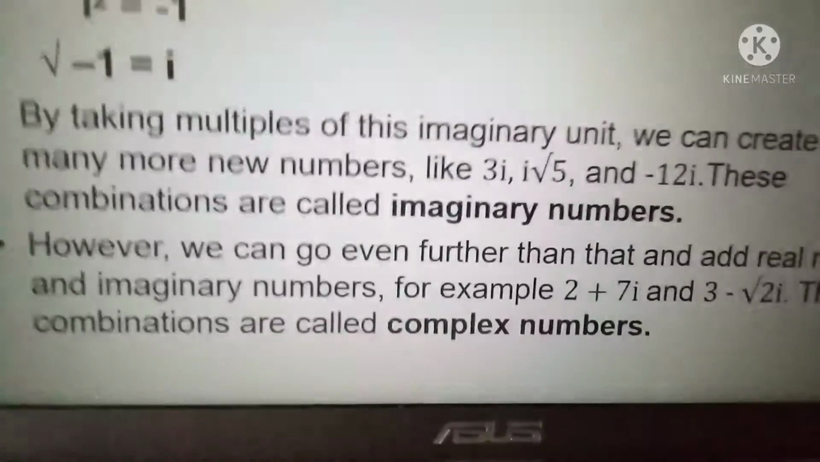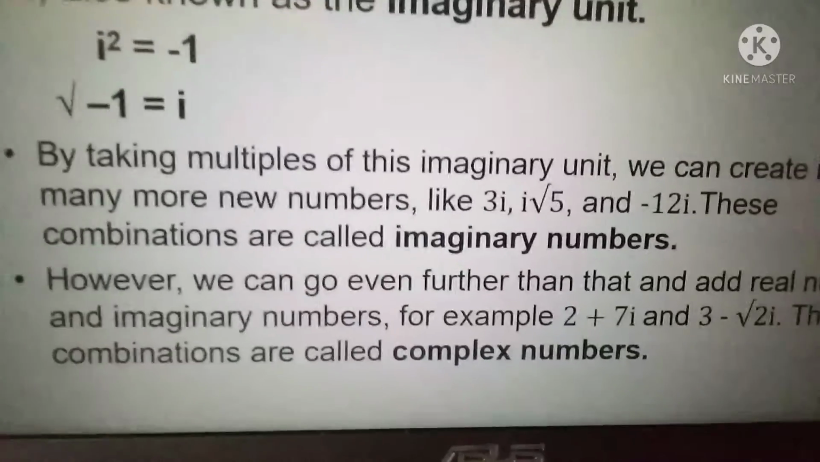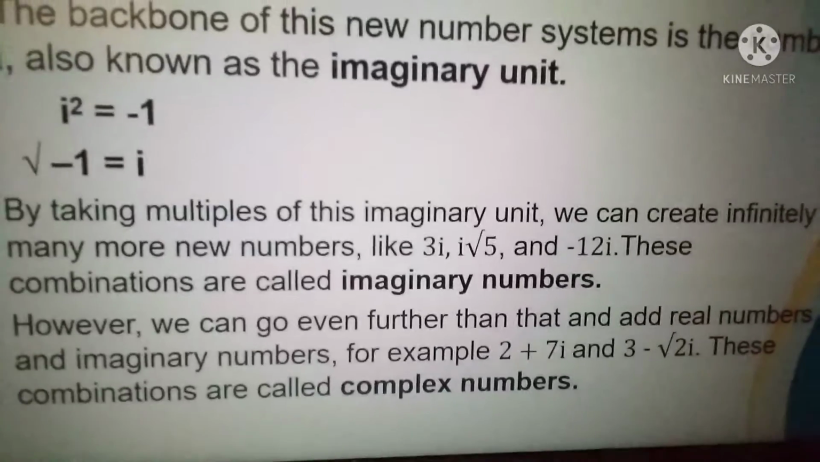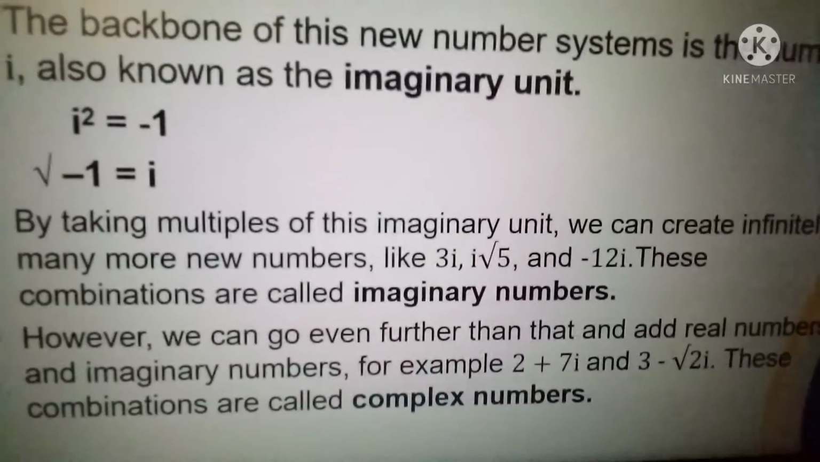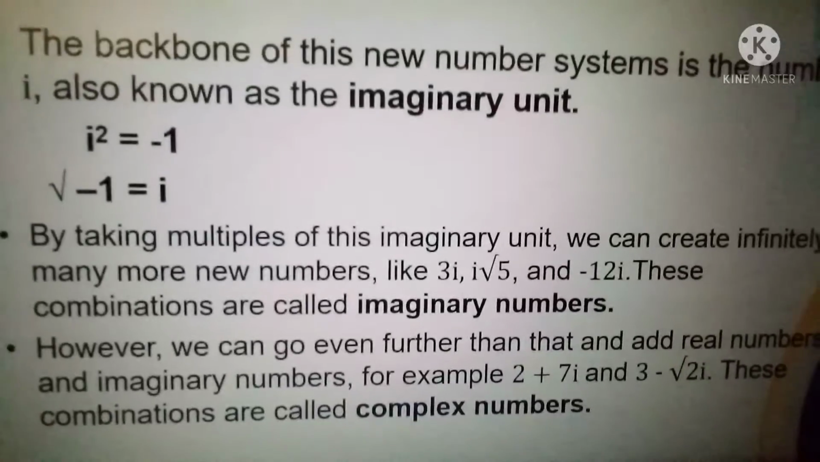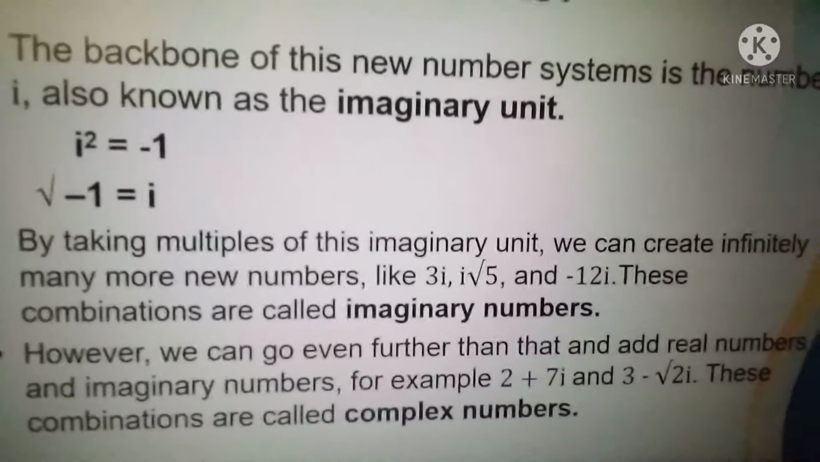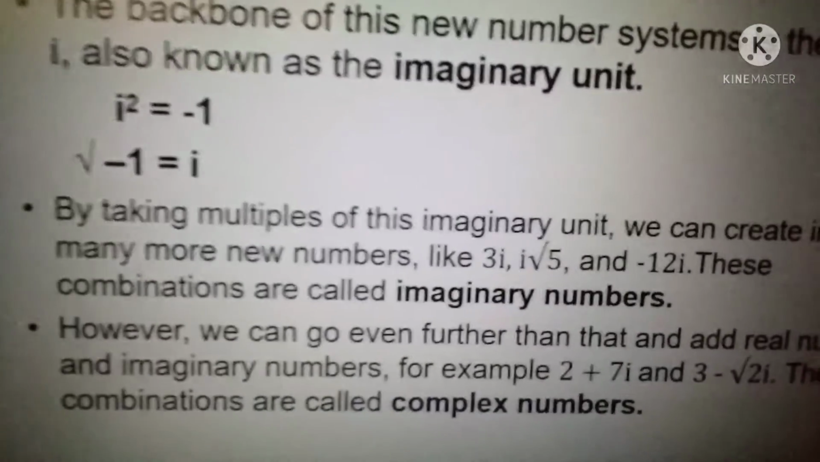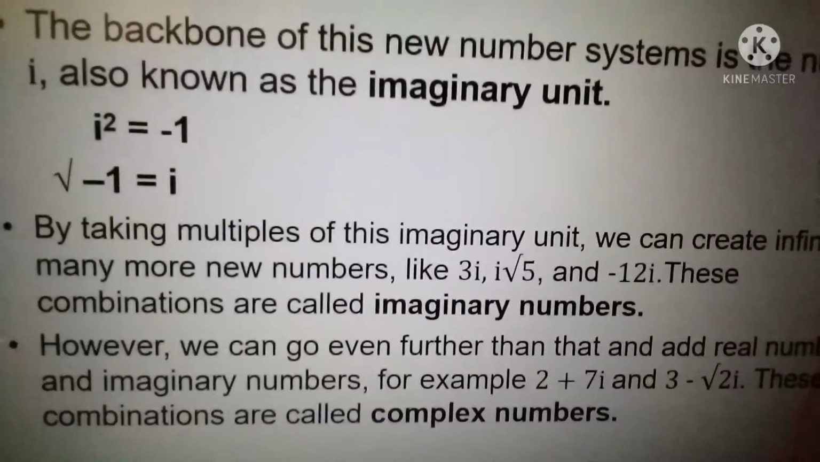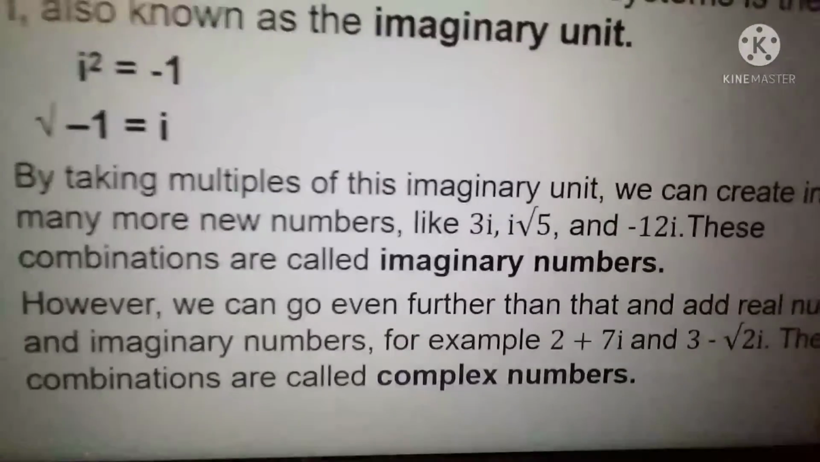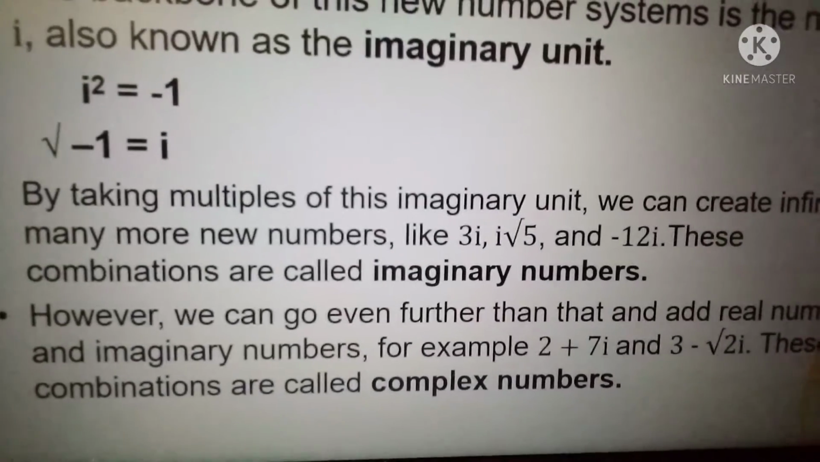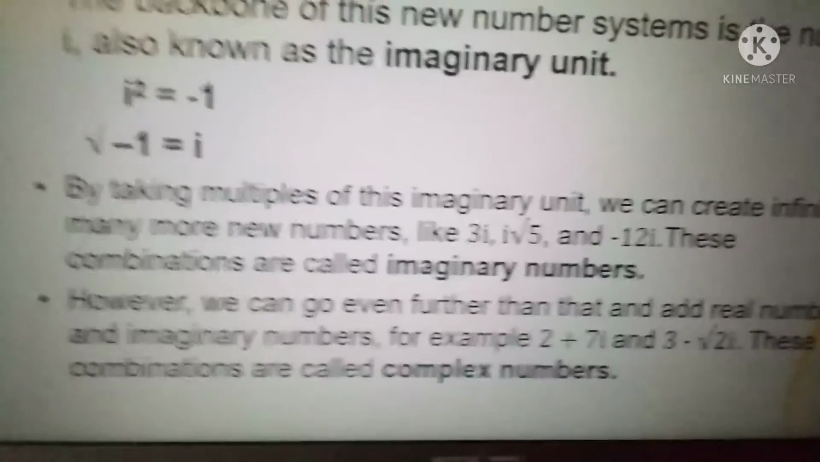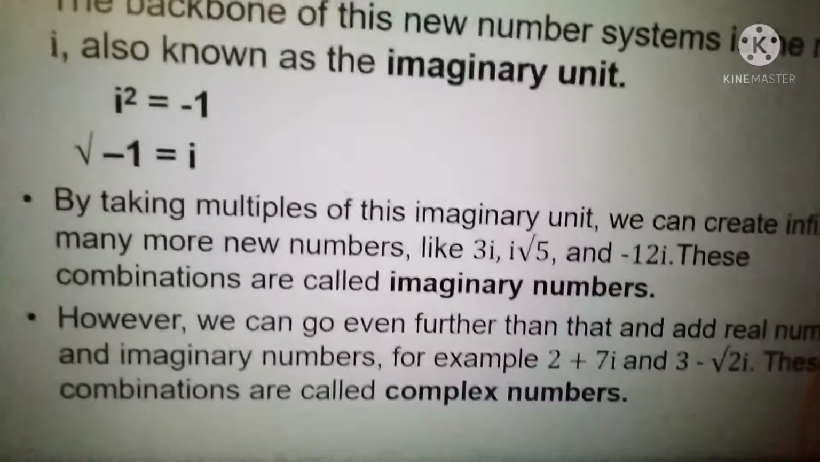So, however, we can go even farther than that and add real numbers and imaginary numbers. So, hindi lang po dun nagtatapos, pwede po natin gamitan ng operations yung mga imaginary numbers. So, for example, 2 plus 7i and 3 minus square root of 2 i. So, these combinations are called complex numbers. So, yun na po yung tinatawag nating complex numbers, kapag po naggamit na po tayo ng operation na pinagsama po natin yung real numbers at saka ang imaginary numbers.